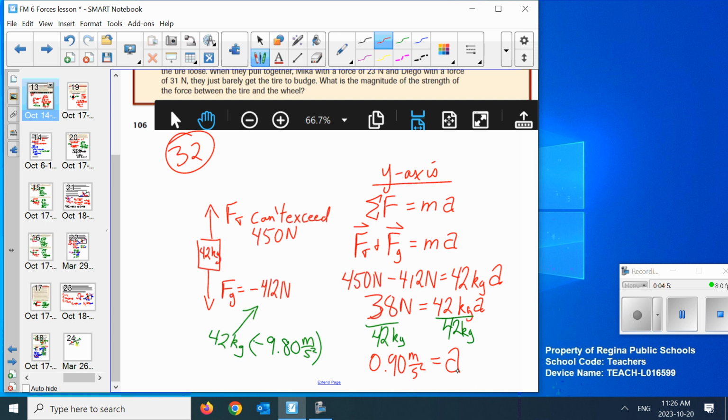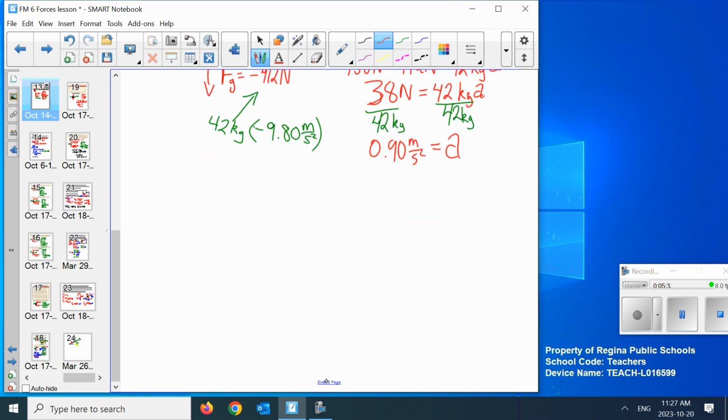Diego and Micah are trying to fix a tire on Diego's car. Having trouble getting the tire loose when they pull together, Micah with a force of 23 newtons, Diego with a force of 31, they just barely get the tire to budge. Now that's a pretty weak pull, right? 23 newtons. Just the other day I had Mackenzie pull with your little finger, 20 some newtons, right? You're not going to budge much. It's just for math reasons. What's the magnitude of the strength of the force between the tire and the wheel? This is not an equal and opposite idea though.